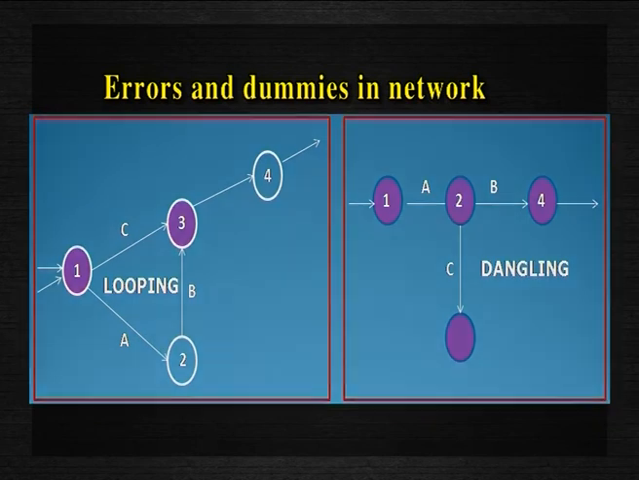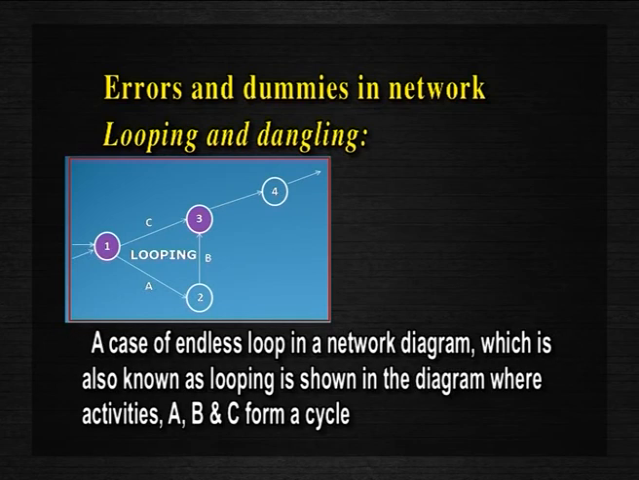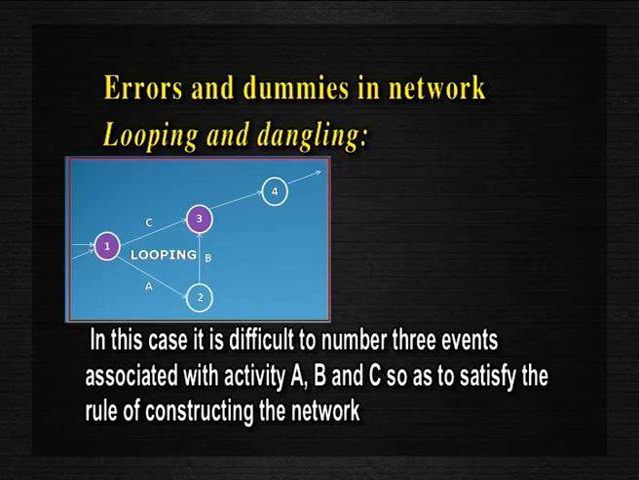Looping and dangling. Looping or cycling and dangling are considered as faults in a network. Therefore, these must be avoided. A case of endless loop in a network diagram, which is also known as looping, is shown in the diagram, where activities A, B and C form a cycle. Due to precedence relationships, it appears that every activity in looping is a predecessor of itself. In this case, it is difficult to number the 3 events associated with activities A, B and C so as to satisfy the rules of constructing the network.